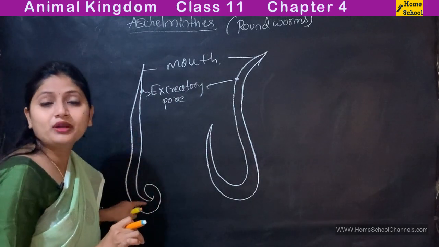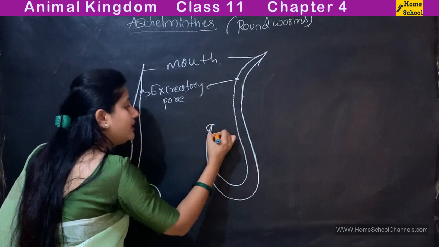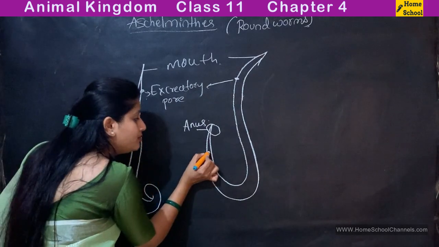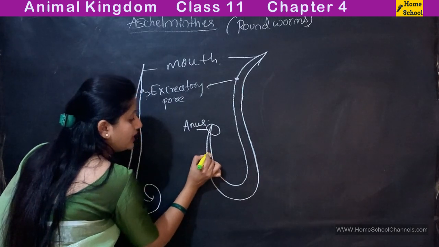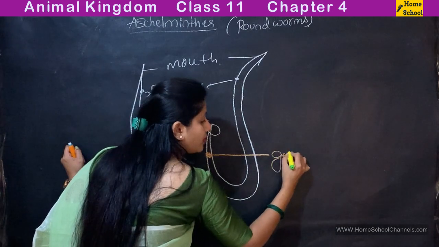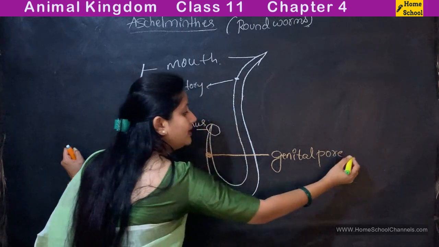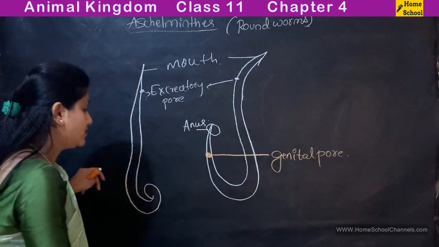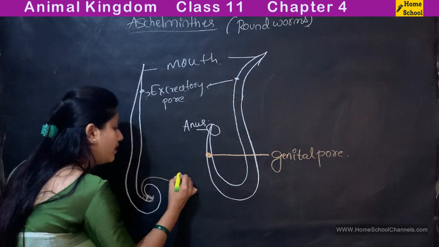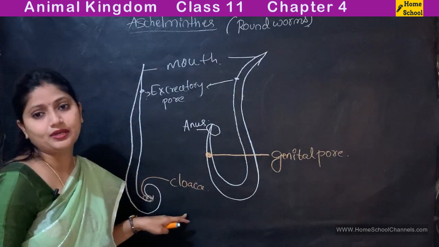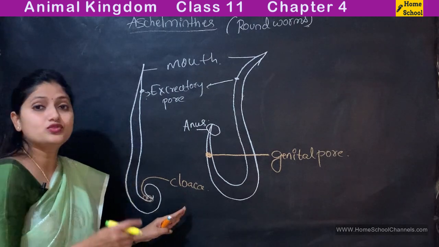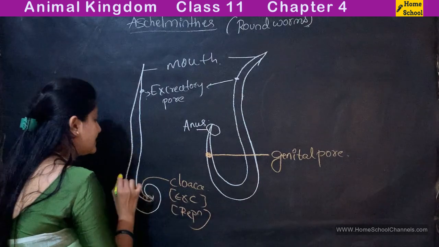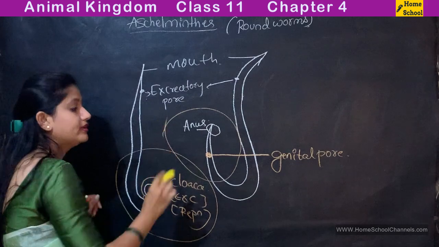Now, coming to the lower part, the bottom part, in case of the female we have the anal opening, the anus, as well as one more pore just below the anus, which is called the genital pore, and this is the anal pore. Whereas in case of the male members, we have one structure called the cloaca here, which is not present in the females. This cloaca is used as a pore both for excretion as well as for reproduction. So this is the part where we see the difference between the male and the female.